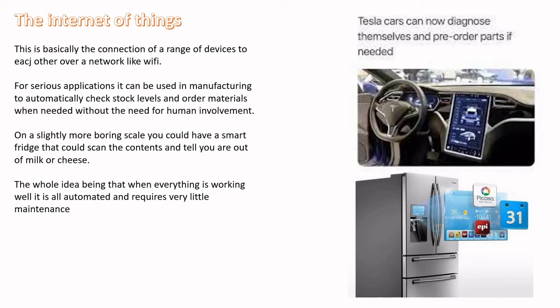A slightly more boring scale might be the case of a smart fridge that can let you know, oh, you're running out of cheese or you're running out of butter. The whole idea being that you want to make things as automated as possible so that it requires as little maintenance as physically possible as well. There were reports they started to make Teslas that can do a diagnostic test on themselves. So if they know your tires are getting worn out, or there's a certain part in your car that needs fixing or replacing, automatically you can order it yourself, which in theory is fantastic. In practice, there may be other issues around that as well.